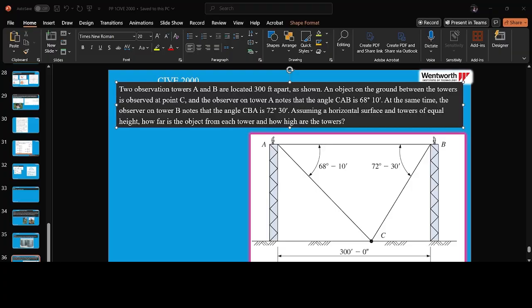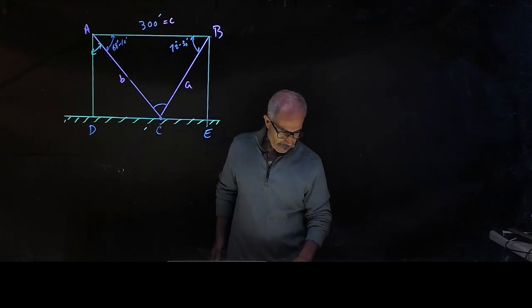Okay, let's do one more problem right here. You can read the problem, and basically we want to know what the height of the tower is. And the angle is given. Let me shut this off. There we go.